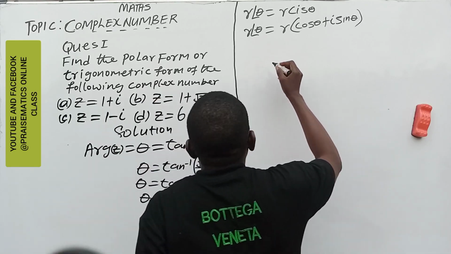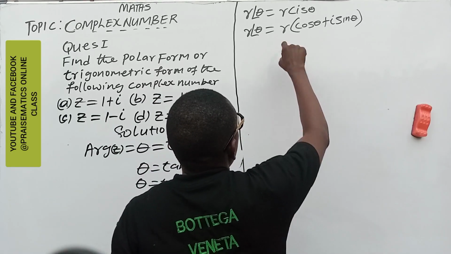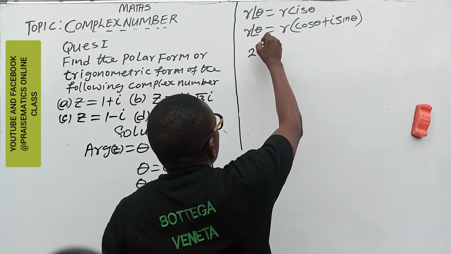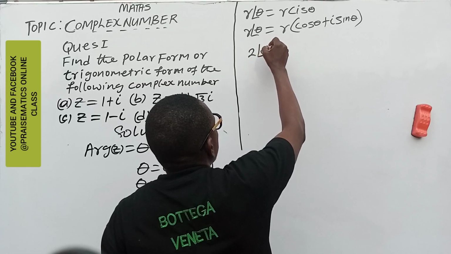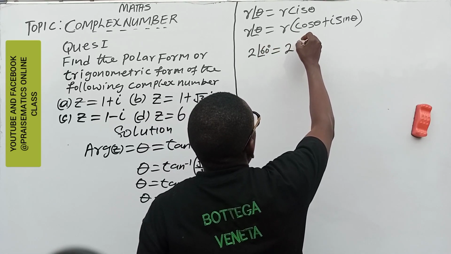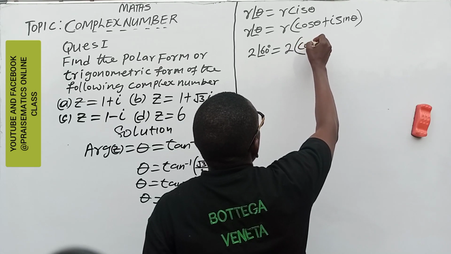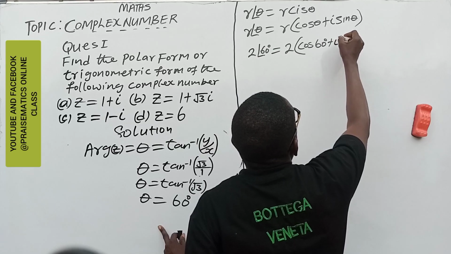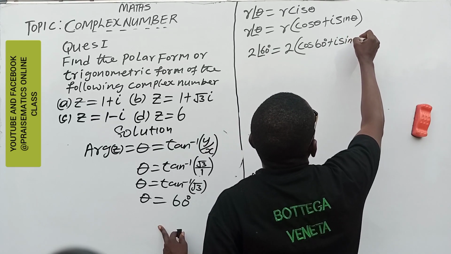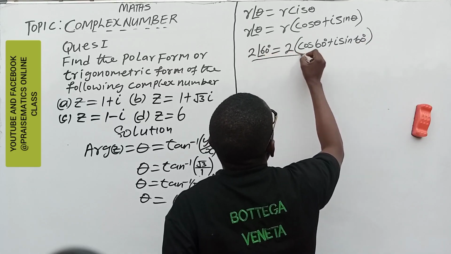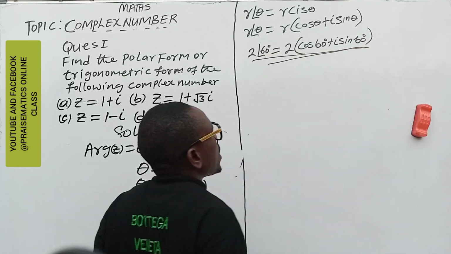So remember that we got our r as 2, and theta as 60 degrees. So that is equal to 2 into cos 60 degrees plus i sine 60 degrees. And that is our answer.